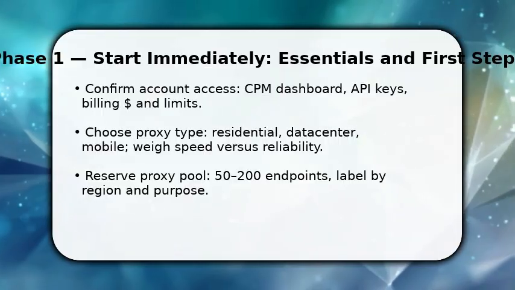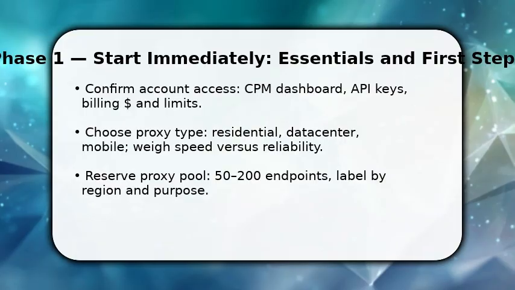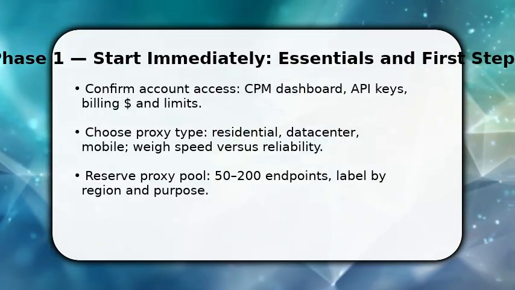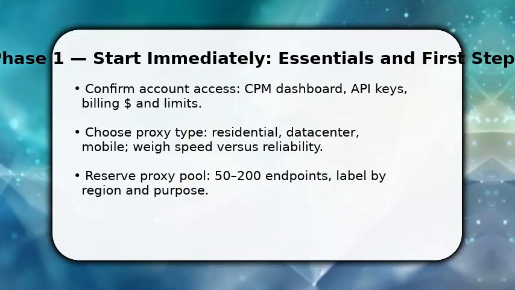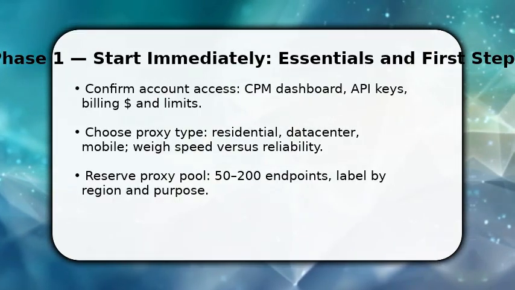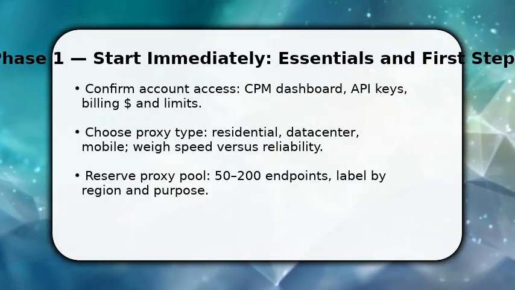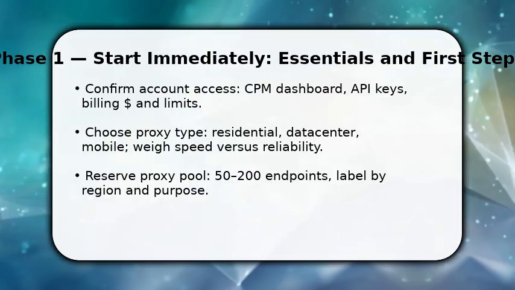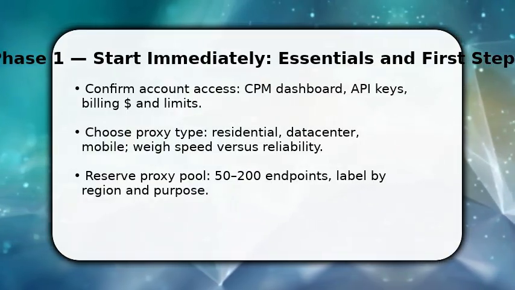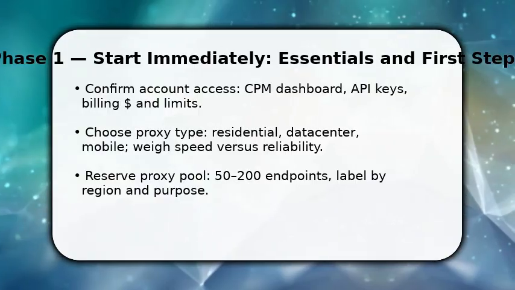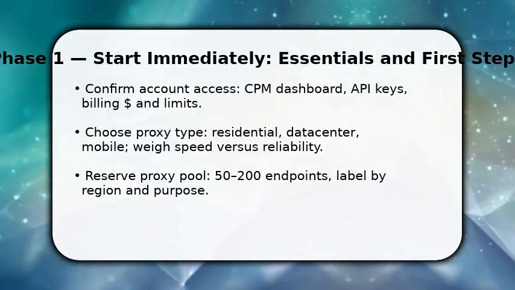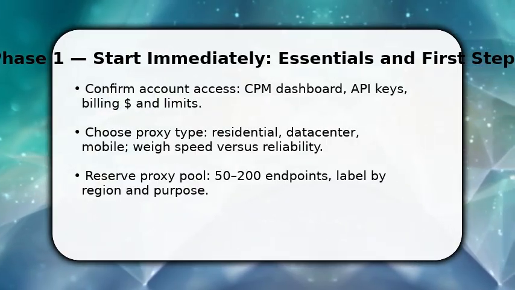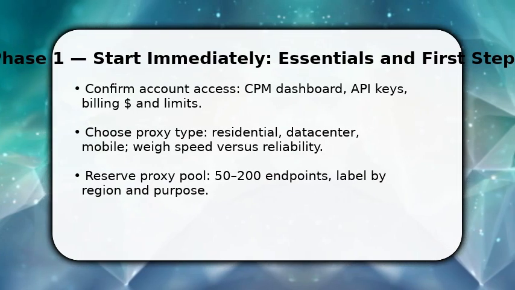You begin by verifying what you already control. Log into the CPM dashboard, check API keys, and confirm billing limits so you don't hit caps mid-run. Next, decide the proxy class: residential for legitimacy, data center for speed, or mobile for hardest to block sessions, and note why that matters for CPM accuracy. Once done, provision an initial pool of 50 to 200 endpoints and tag them by region and use case. This gets you moving into testing immediately.